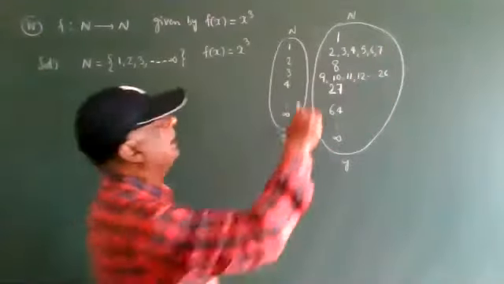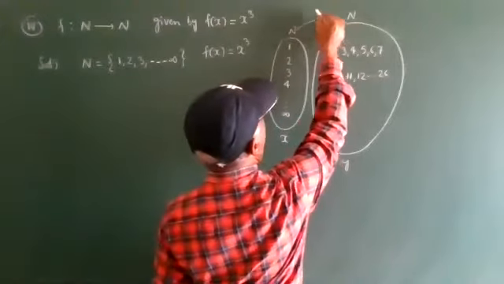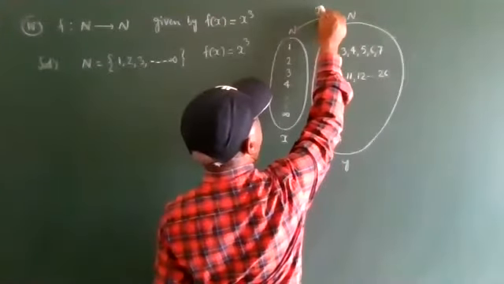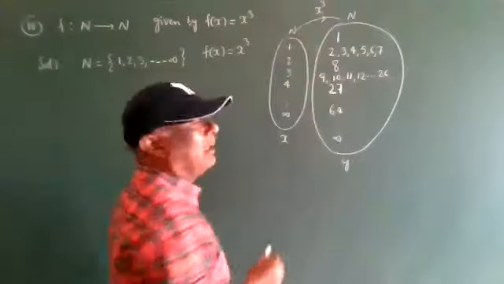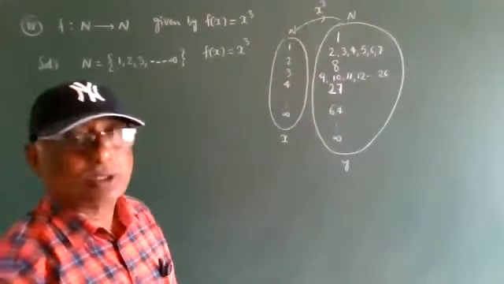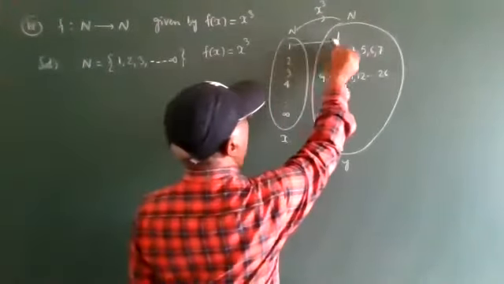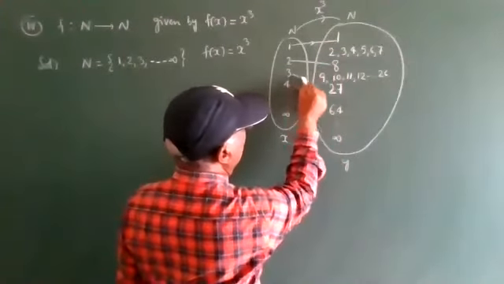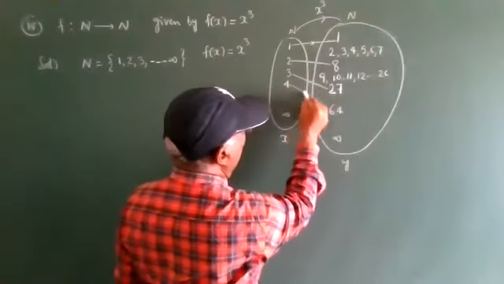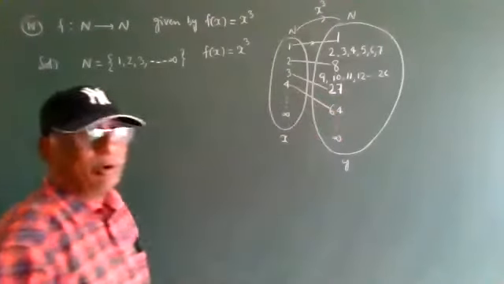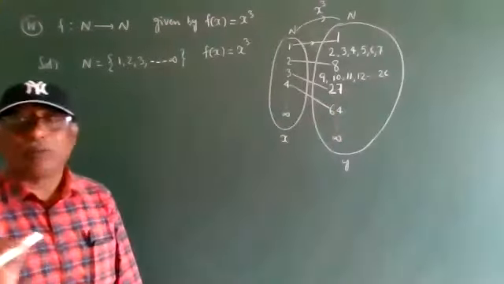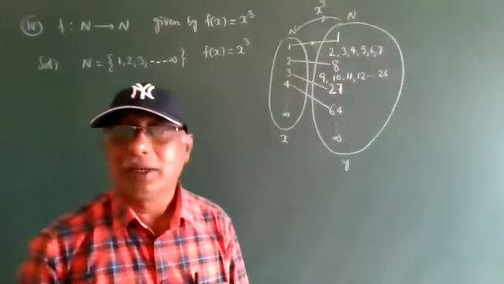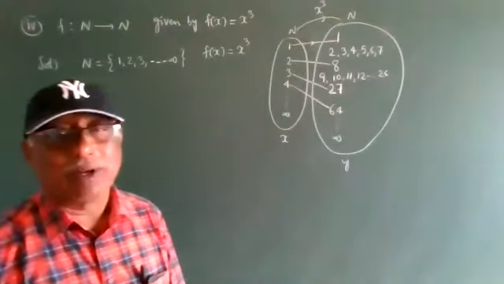What is the function? It is x cube. F of x is equal to x cube. 1 cube is 1. 2 cube is 8. 3 cube is 27. 4 cube is 64. Now tell me, is it one-one or not one-one?